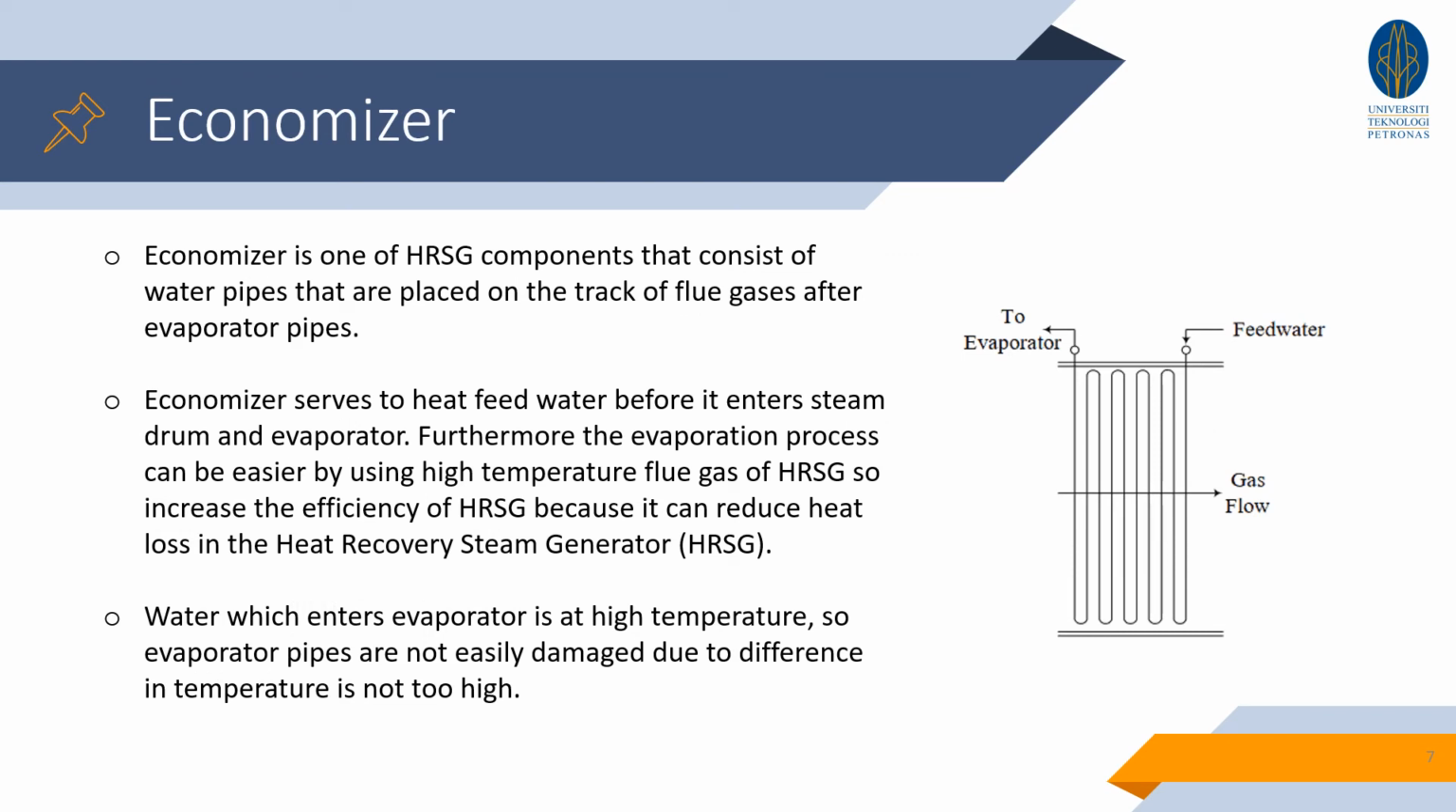The economizer is one of the heat recovery steam generator components that consists of water pipes placed on the track of flue gases after the evaporator's pipe. The function of the economizer is to heat the feed water before it enters the steam drum and evaporator. This evaporation process can be easier by using high temperature of flue gases from the heat recovery steam generator, so it increases the efficiency of the heat recovery steam generator and reduces the heat loss.